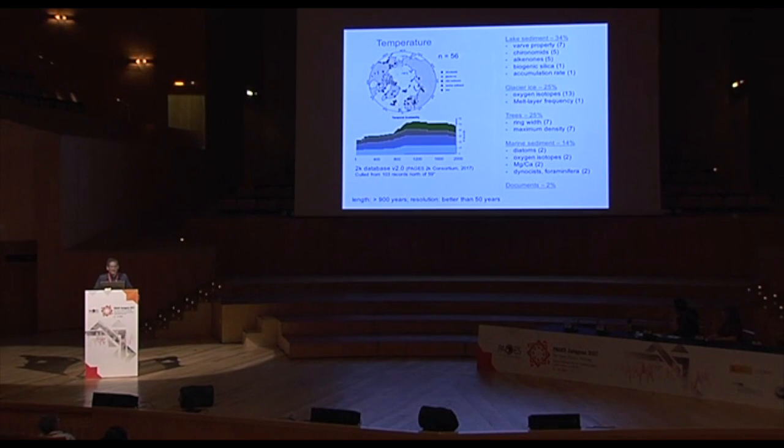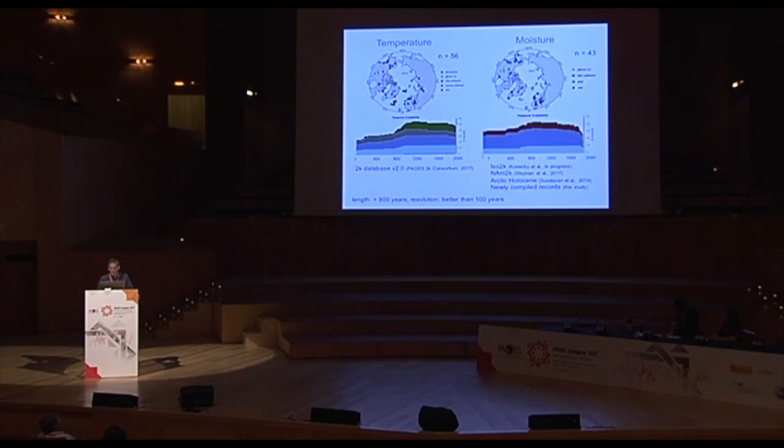It's dominantly the Western Hemisphere plus Fennoscandia. And for the types of archives, a third of them come from lake sediments, a quarter from glacier ice, and a quarter from trees, and there's some marine sediments here as well. And I've broken down the various sensors associated with each of those archives. So it's quite a diverse range of multi-proxy data.